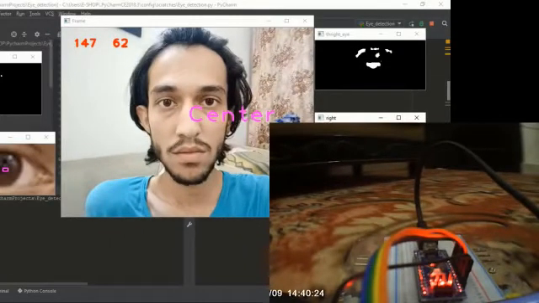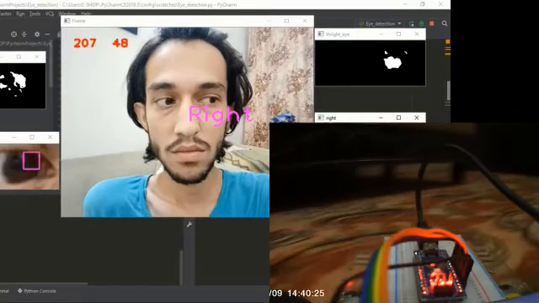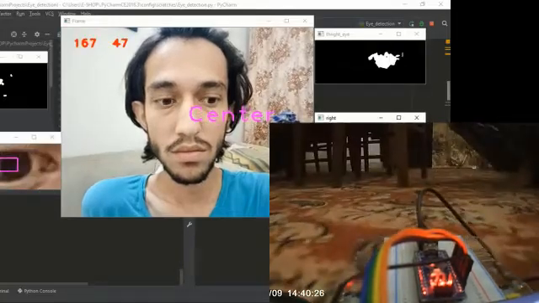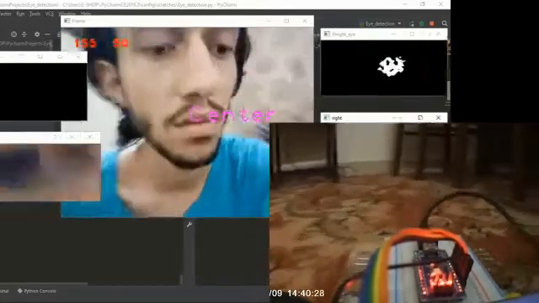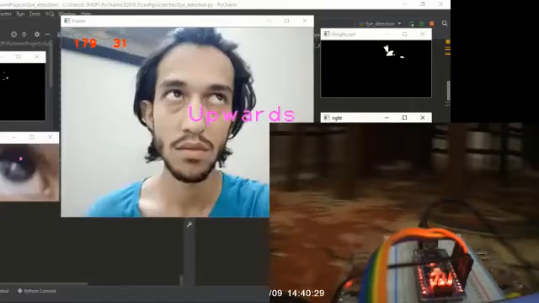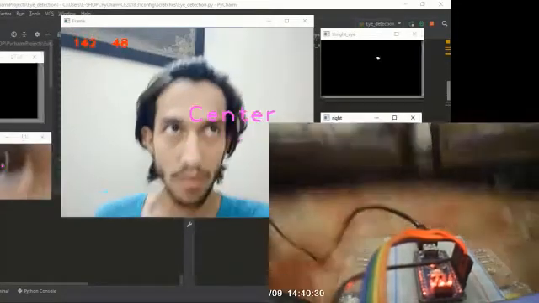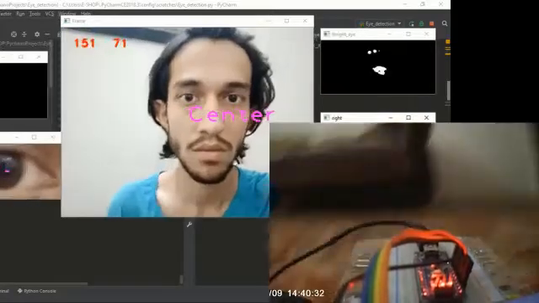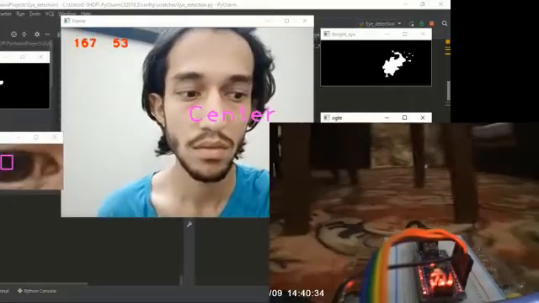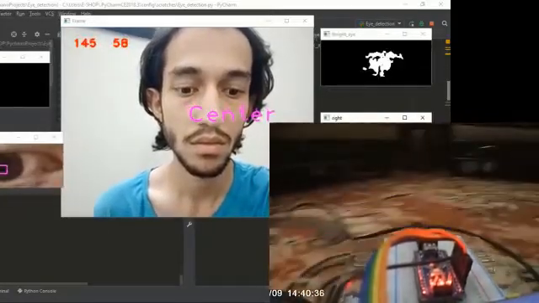So over here I'm looking at the center, that's why the robot is moving forward. Now I'm looking at right, so the robot will also turn right. Similarly, upward would translate to the robot moving backwards. Now that you get the idea, I'm gonna let it play out for a bit so you can see how it correlates with the eye movement.